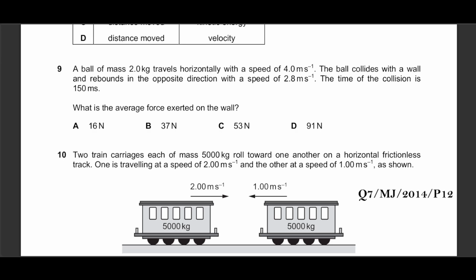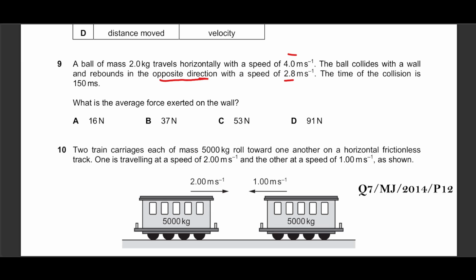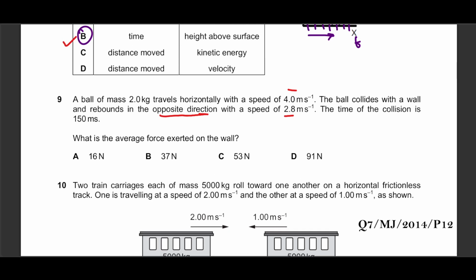Question number 9, he says, a ball moving horizontally with a speed of 4 collides with a wall and returns in the opposite direction. Now this is important, opposite direction. The contact time is 150 milliseconds. He wants us to find the force. So the very simple formula for force will be F equals change in momentum divided by change in time.